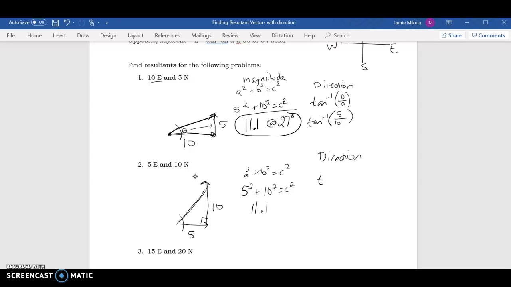Okay, so this time, tan negative 1, opposite over adjacent. This time the opposite is 10 over the adjacent of 5. So inverse tan, 10 divided by 5 is 63.4. So I'm going to say at 63 degrees.